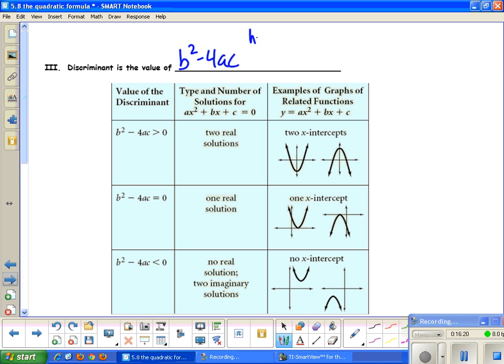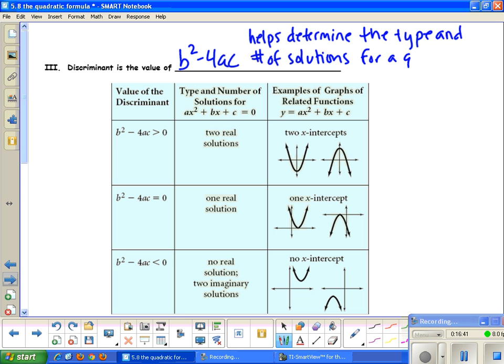So it helps determine the type and number of solutions for a quadratic equation.